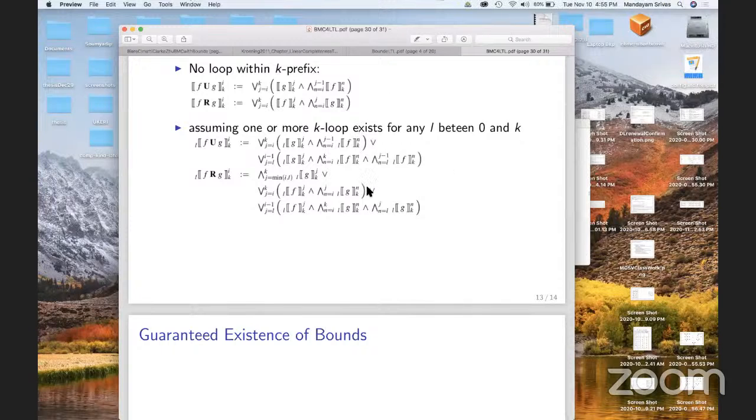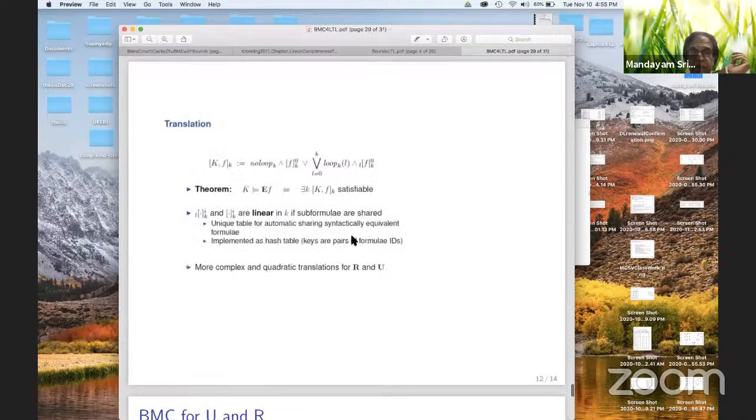Won't the size of the formula blow up? Yeah, like I've said here, for the unary operator case, it is still linear in the size of the formula, with some sharing exploited. Otherwise, it will be quadratic. Okay. So the size is, yeah, I mean, it is quadratic, so it does blow up.